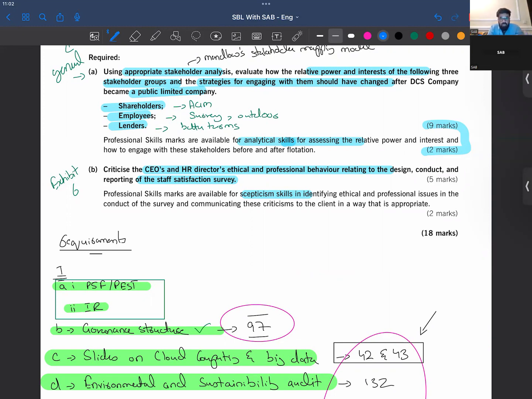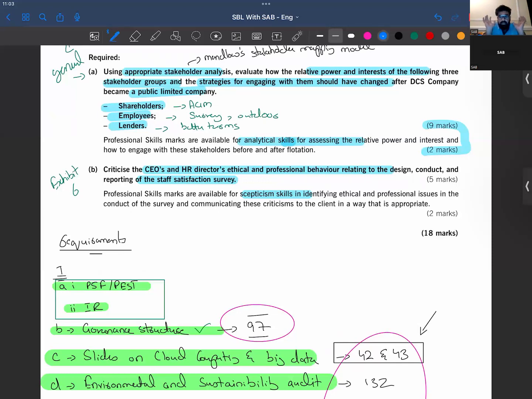Guys, they are asking you to use an appropriate analysis, a stakeholder analysis model, and categorize them into power and interest, and engaging them, which should have changed after DCS became a public company. Now, what exactly do they want, right?